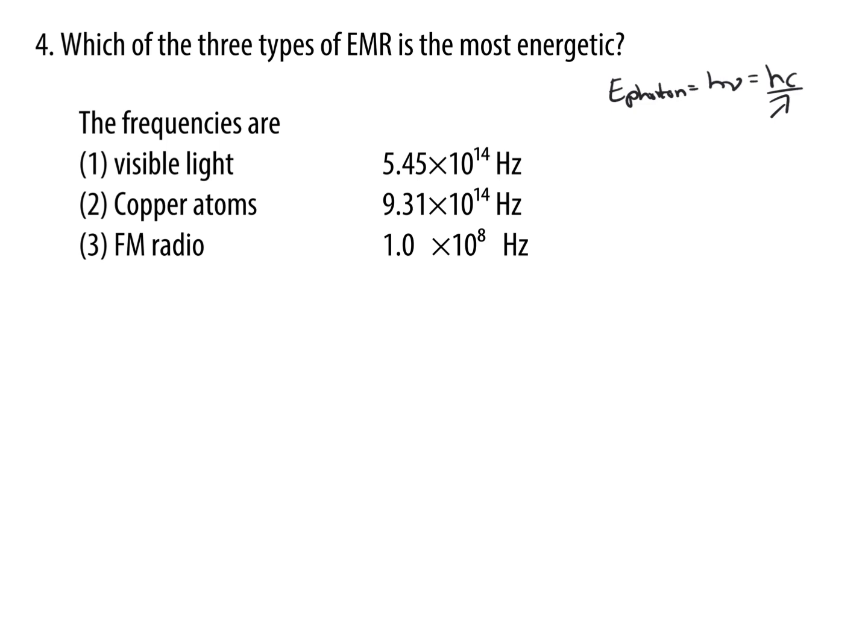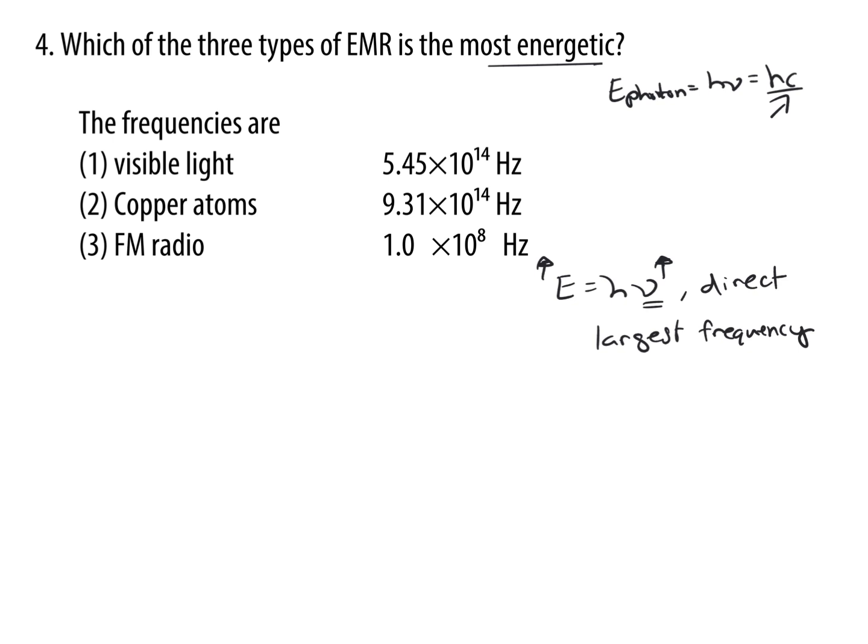Now, if we want to know the most energetic photons, without doing the math, we can say, okay, because the equation is E is equal to h nu, this is a direct relationship. The bigger the frequency, the bigger the energy of the photon. And so if I want to know what the most energetic photon is, I need the largest frequency because it's a direct relationship.